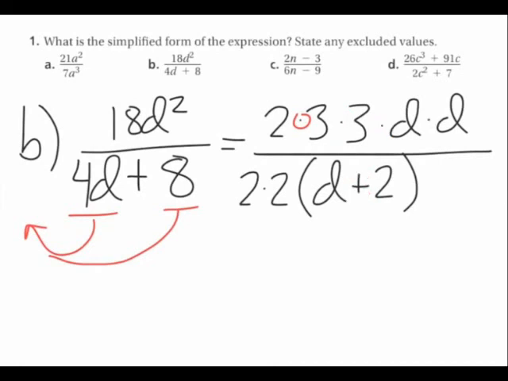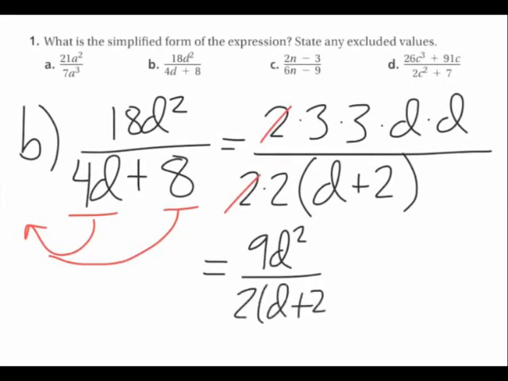The only way that we could cancel out anything from inside here is if we had a factor of d plus 2 at the top, which is multiplied by all the other stuff. But we don't have that. So we cannot touch anything inside the set of parentheses. But we can touch this 2 and that 2, and they cancel out. Now, when I cancel out that 2, look at what is left over on the top of the fraction. Well, this is just 9 times d squared. And look at what's on the bottom of the fraction. 2 times d plus 2. And it is okay to leave the bottom factored like this.